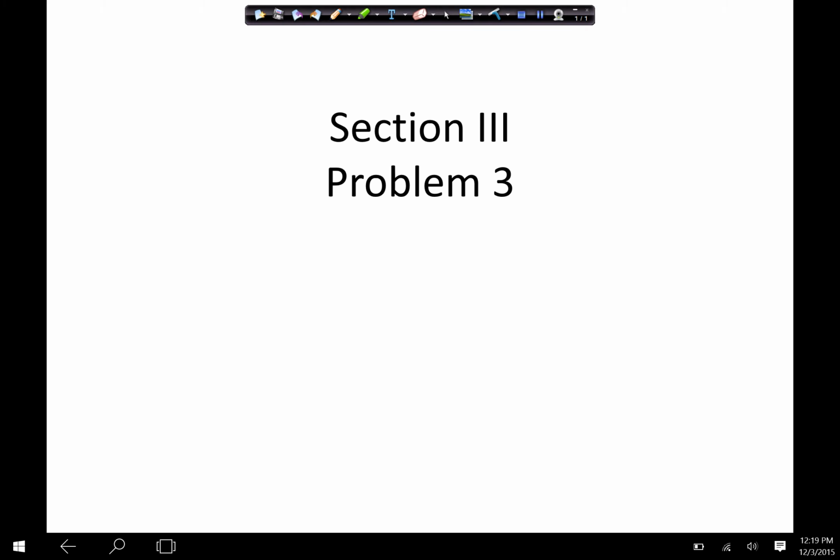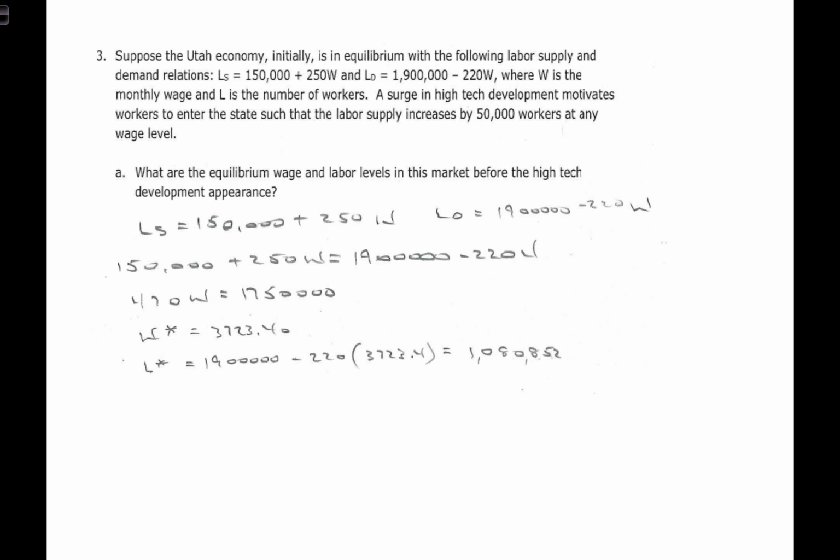In this video, we're going to take a look at section 3, problem number 3. For problem 3, we said suppose the Utah economy is initially in equilibrium, so supply equals demand, with the following labor supply and labor demand relations.